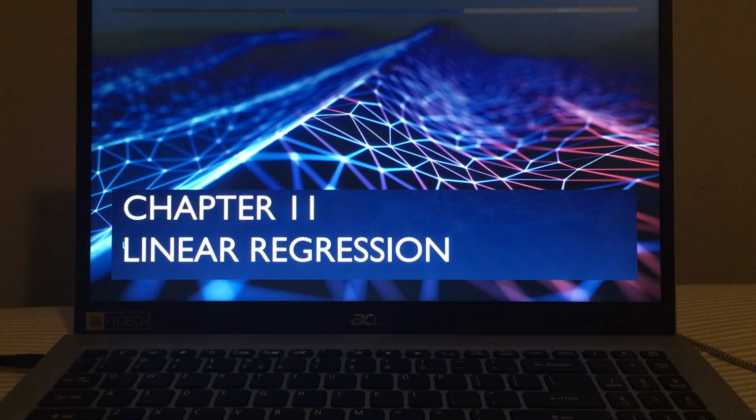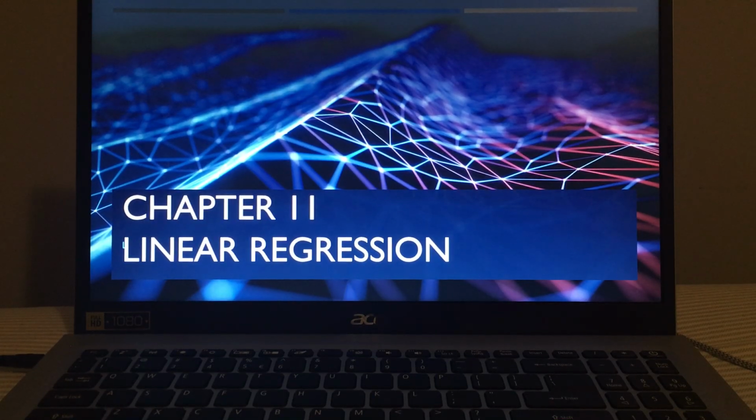Alright, so we're going to cover Chapter 11, Linear Regression. So in the last chapter, we explored the concept of correlation. We focused on Pearson's r, which measures the strength and the direction of the linear relationship between two interval or ratio level variables. So while correlation provides valuable insights into the association between variables, it does not allow us to make predictions or to understand the nature of the relationship in any level of depth.